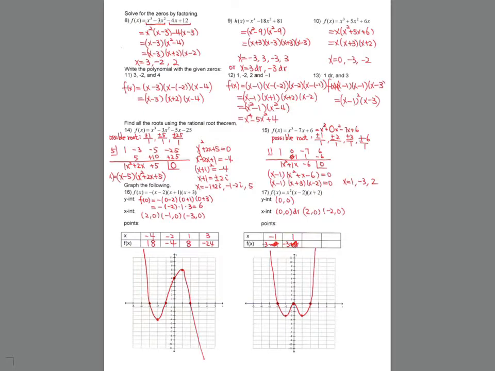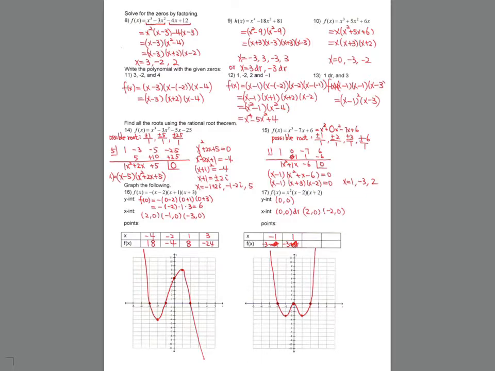Number 12, (x minus 1)(x minus -2)(x minus 2)(x minus -1). Number 13, you have a double root, so I have to subtract 1 twice. (x minus 1) times (x minus 1) times (x minus 3).